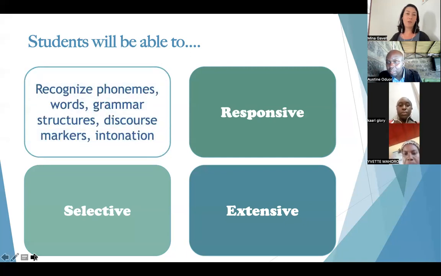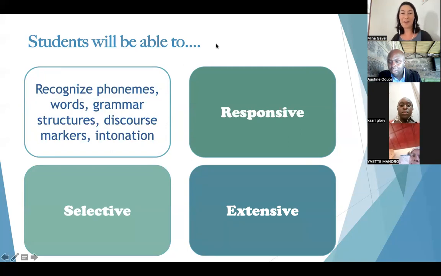So intensive listening would be our most basic type of listening, where we have to recognize phonemes or sounds. For example, even very beginners need to be able to distinguish between the letter A or B, something like this. They also need to be able to distinguish words, grammar structures, discourse markers such as but, and, things like that. And then also intonation, because that gives us a lot of information.